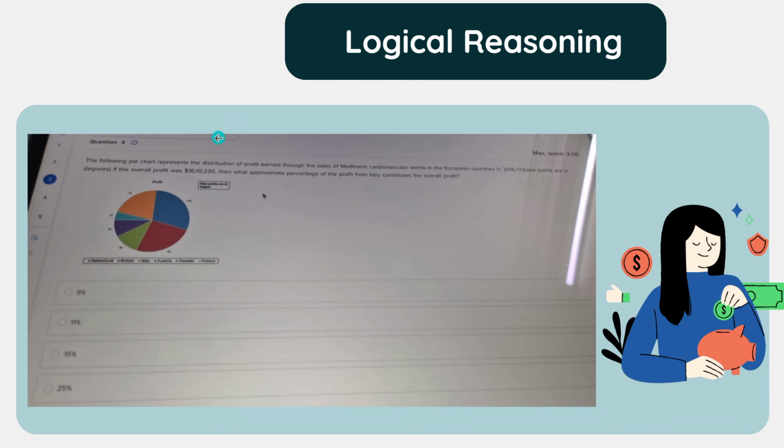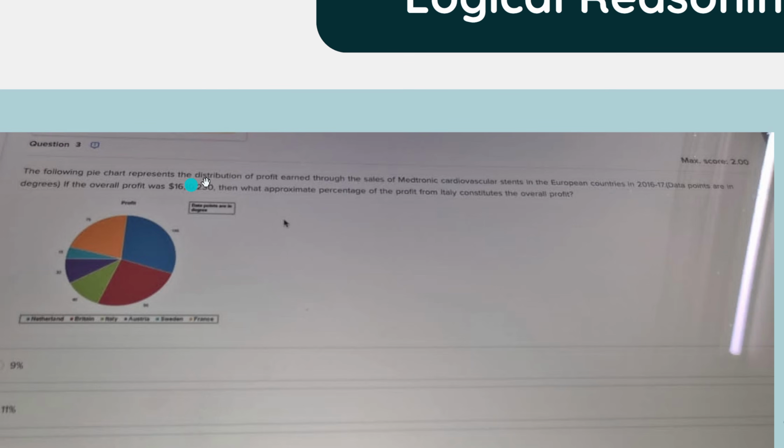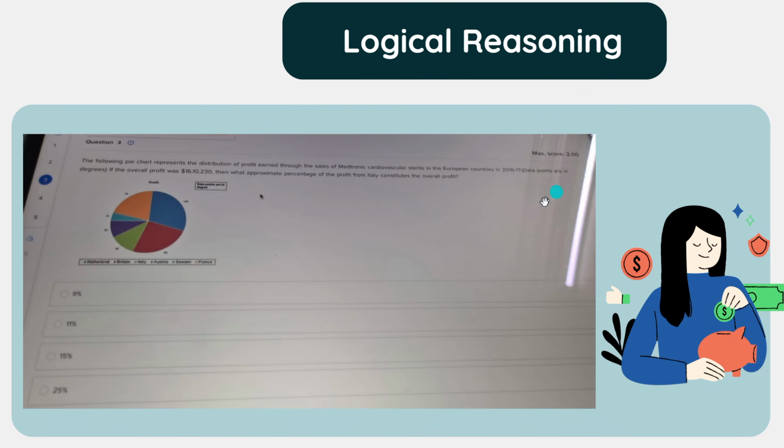And the third question is from logical reasoning. The following pie chart represents the distribution of profit earned through the sales of Medtronic cardiovascular stents in the European countries in 2016-17. Data points are in degrees. If the overall profit was 1 lakh 16 lakh 10,230, then what is the approximate percentage of the profit from Italy constituting the overall profit? In this way they are going to give.